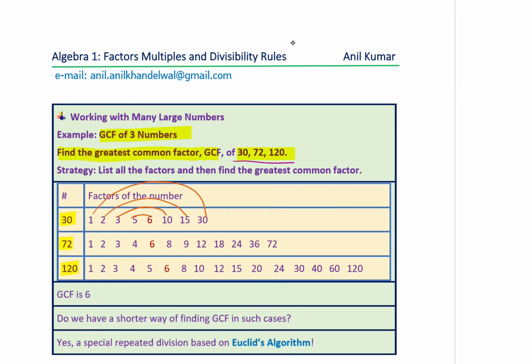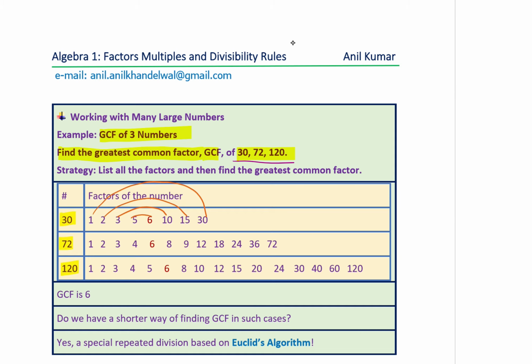without factoring them or without listing all their factors. So that means we have avoided a mistake which can happen when you list all the factors, and we have also cut down on the time. So this is amazing, isn't it? I hope you loved it, right?